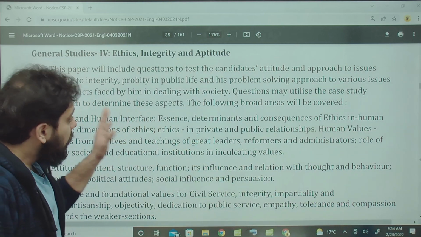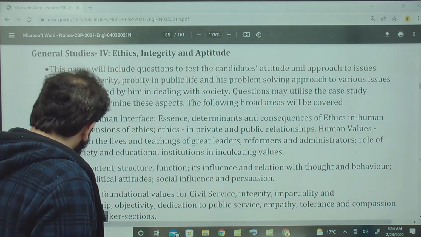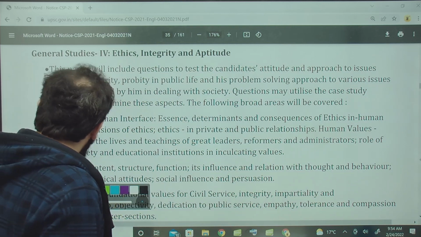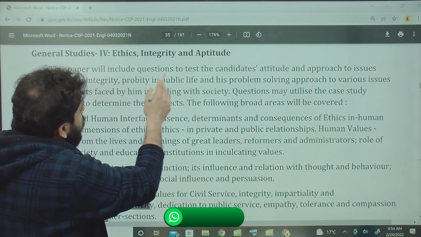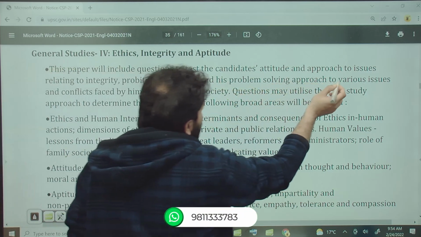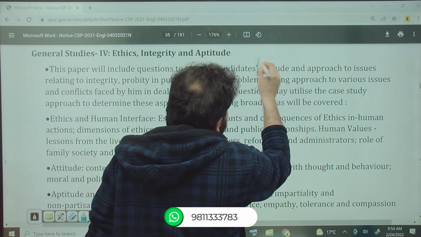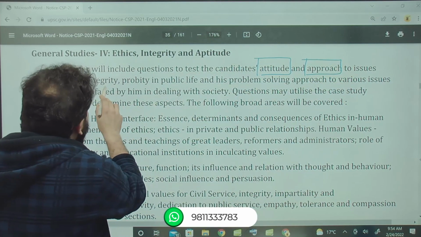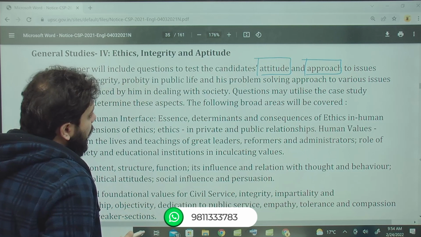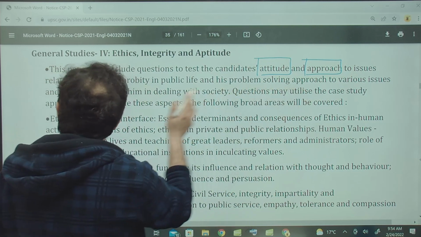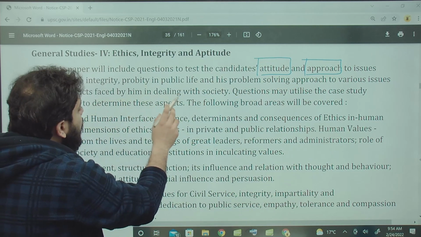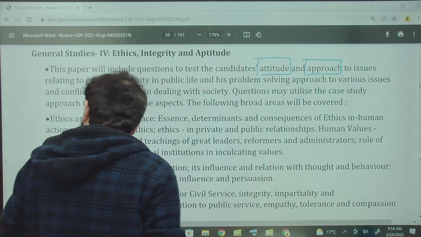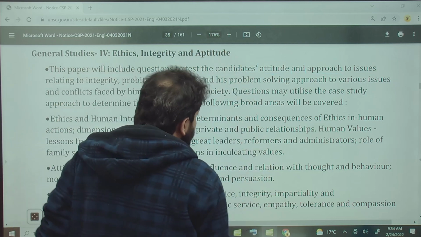But before that, what we have is something that we can analyze into simpler dimensions. For instance, this paper will include questions to test the candidate's attitude and approach to issues relating to integrity, probity in public life, and his problem-solving approach to various issues and conflicts faced by him in dealing with the society, right? So categorically, if I have to analyze this, I can break it down into two aspects.